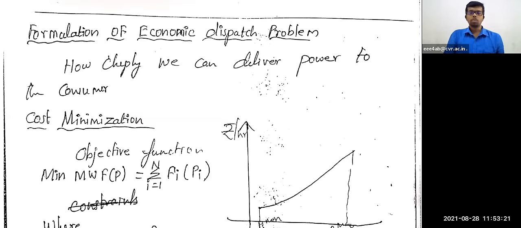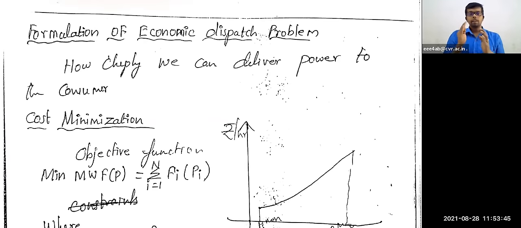What is the main objective function of economic load dispatch? The main objective function is to minimize the total fuel cost. Next, what are the constraints? Constraints are of two types. One is power balance constraints and another one is minimum and maximum operating limits.